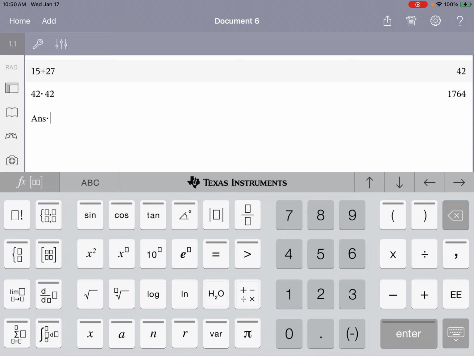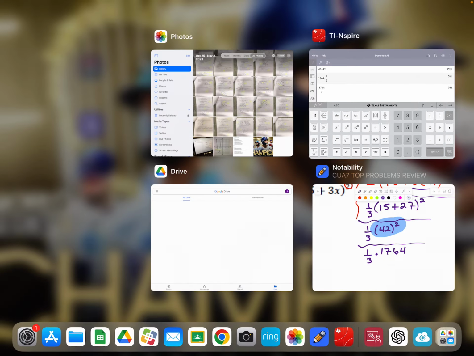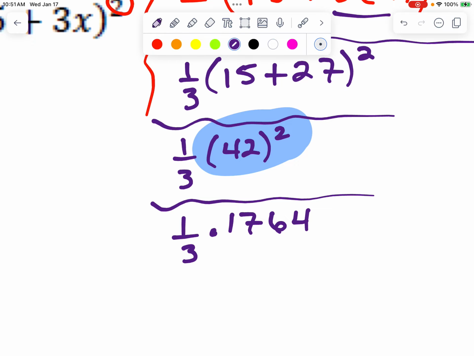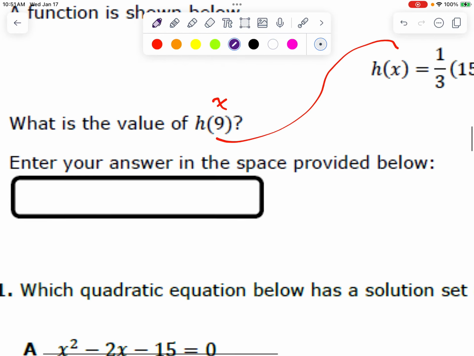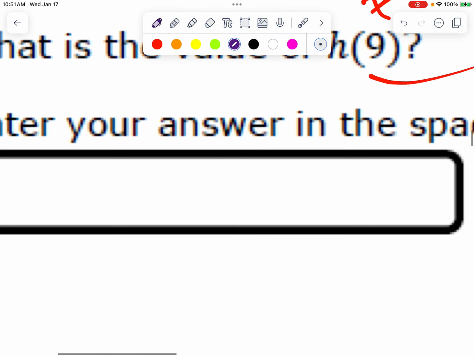So I can say take that and multiply it by 1/3. And I get 588. Or you could do 1764 divided by 3, and it gives us 588 as well. In this particular problem, it says put your answer in the space below. So here we go. We just typed it in, 588.